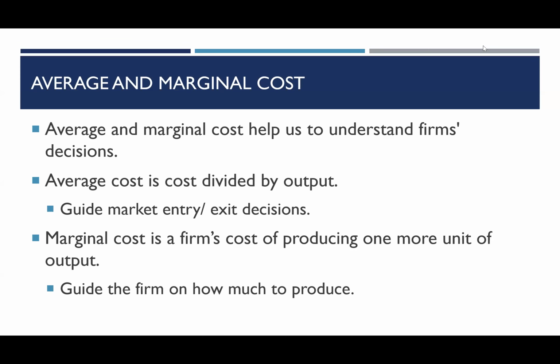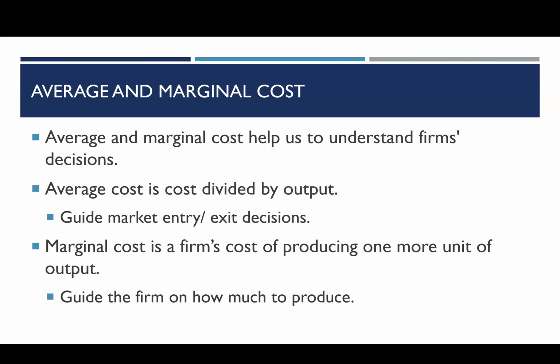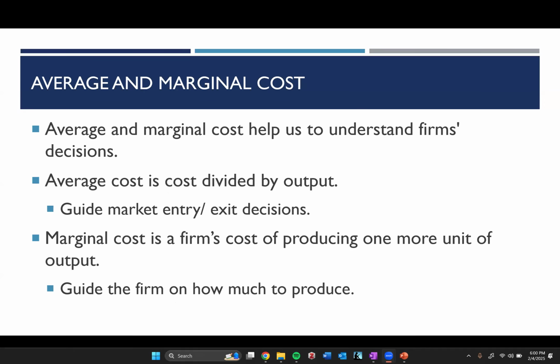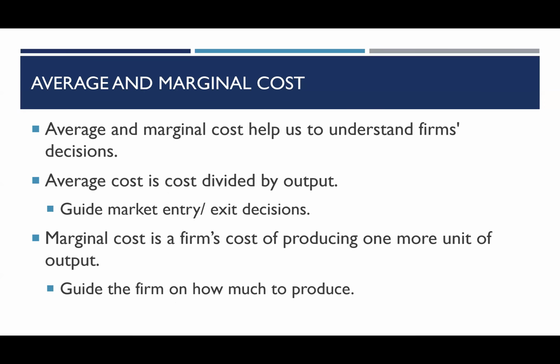Now looking at average and marginal cost, we're getting to some of the most important cost curves when it comes to firm decision making. So total costs, variable costs, fixed costs are all important as we're conceiving of the firm behavior overall. But when it comes to specific decisions that the firm makes, we're really going to be focusing in on average costs and marginal costs.